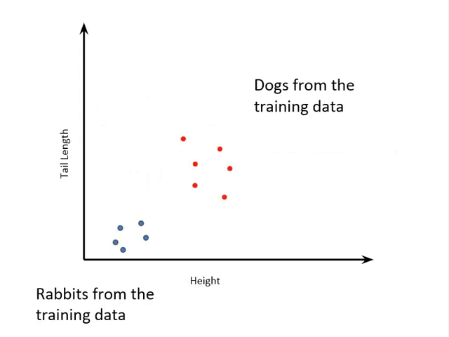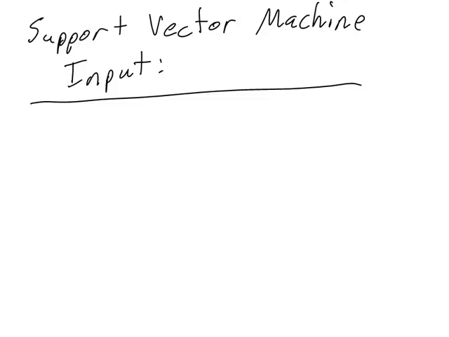We can picture this data with labels assigned on a feature plot as shown here. I've shown data points taken from the rabbits and labeled as rabbits in blue on the feature plot. And I've shown data points taken from the dogs and labeled as dogs by the supervisor as red data points. We will give the support vector machine algorithm as its input both the feature values of each data point and the class which each data point belongs to. So the support vector machine input might look like this.